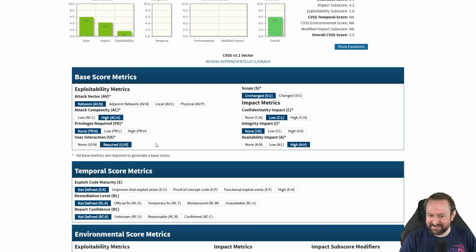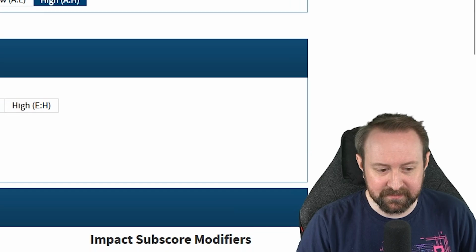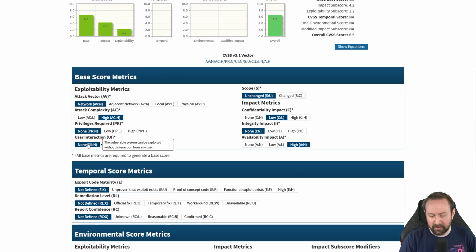When it comes to persistent cross-site scripting, this is where, again, it just gets a little tricky, but I would always set that to none. In CVSS version 4, this has actually been fixed a bit. For now, if you're using 3.1, I would set it to none.